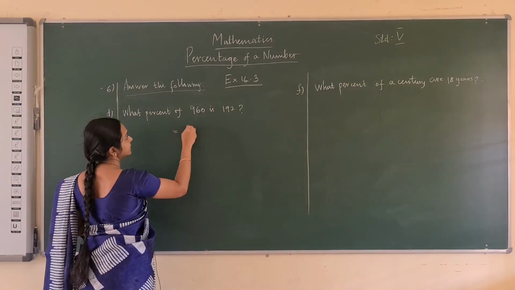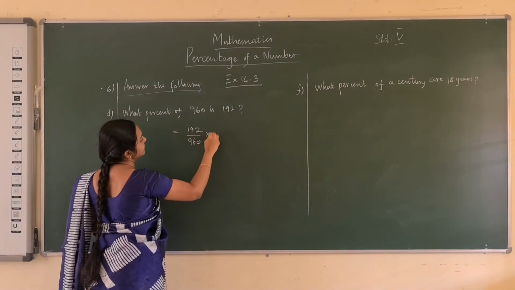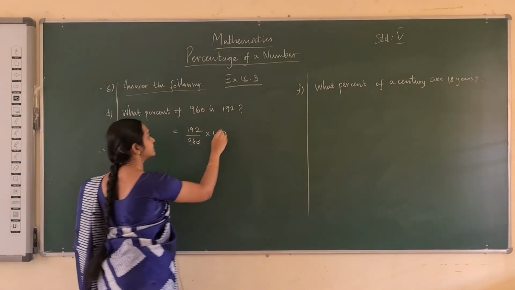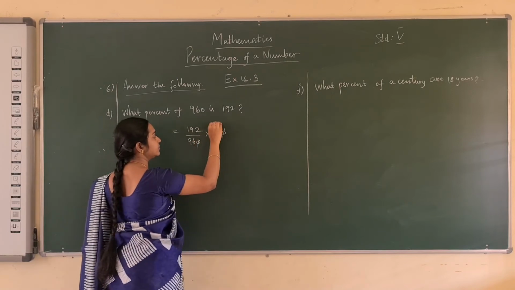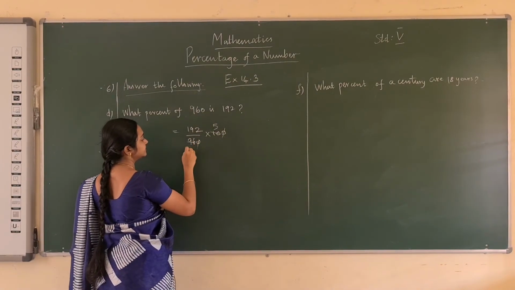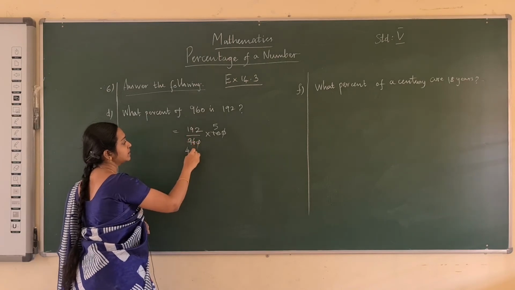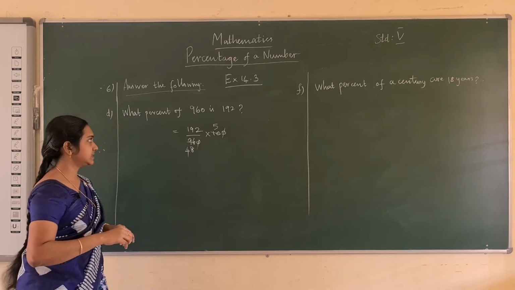Next question is, what percentage of 960 is 192? So we have to divide 192 by 960, and multiply it by 100. Now cancel the zeros. Next, simplify it by 2. 5 2s are 10. Here 4 2s are 8, remaining we have 1. So it is 8 2s are 16.